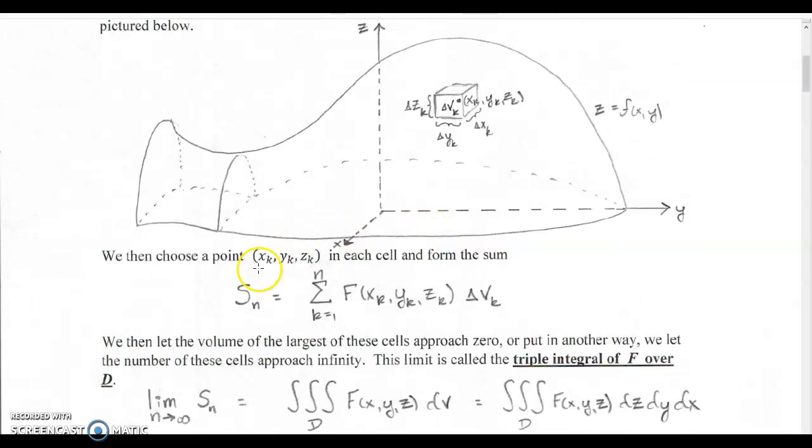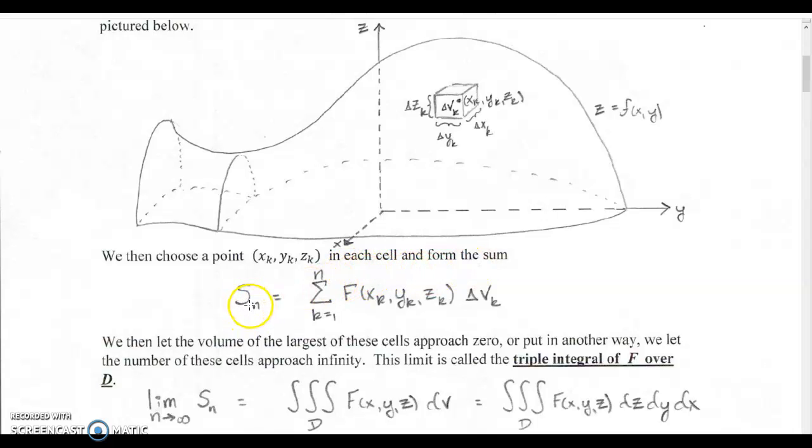Then we choose a point somewhere in that cell, and it doesn't matter where, it just has to be in this cell here, this little cube. And we're going to shrink these deltas down to 0 anyways, which will force the point to go to the middle of the cell. But we choose a point in that cell and in each cell and form the partial sum.